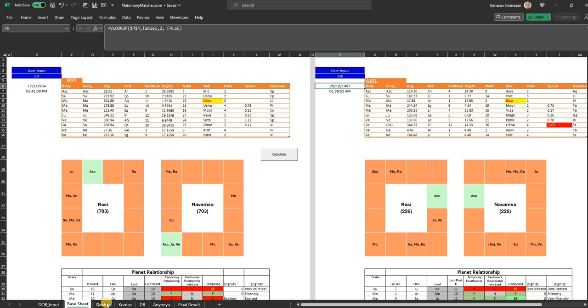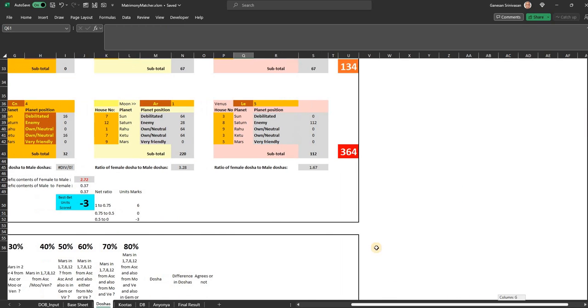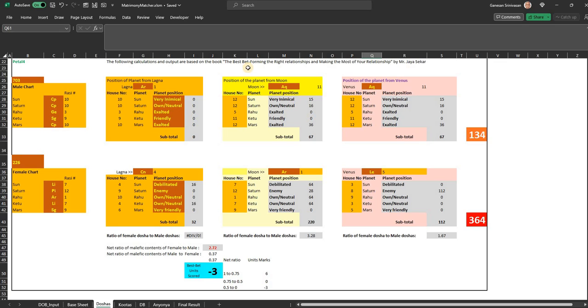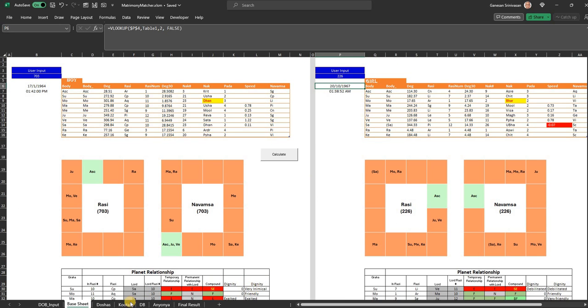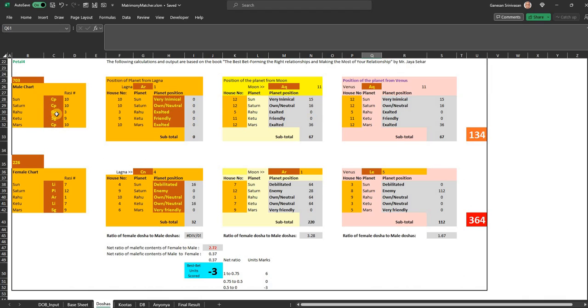Pass on to the next sheet. I call it doshas. This is based upon, as I already said, the book on forming right relationships and making the most of relationships by Mr. Jaishekhar. I have hidden some rows here. If you want, you can check them. You don't have to give any inputs here. It's all automated now because it takes information from the planet relationships and automatically populates everything. So you don't have to touch anything here.